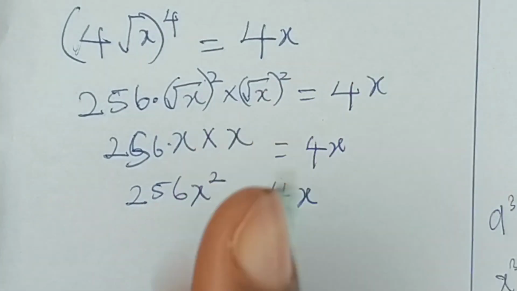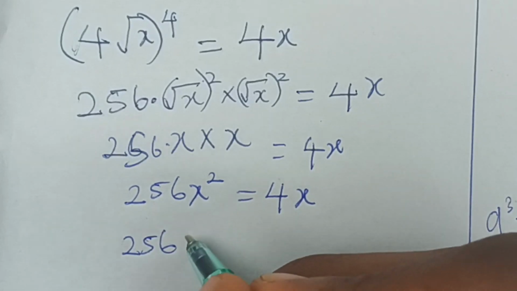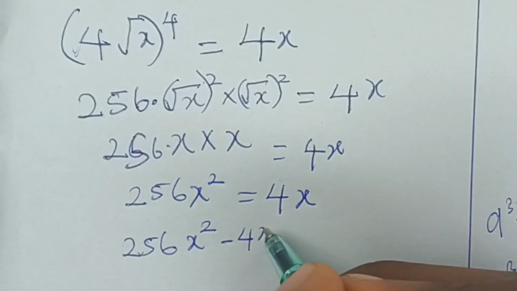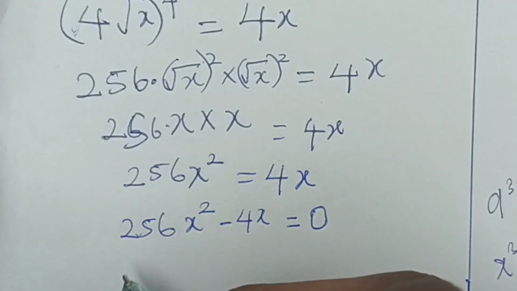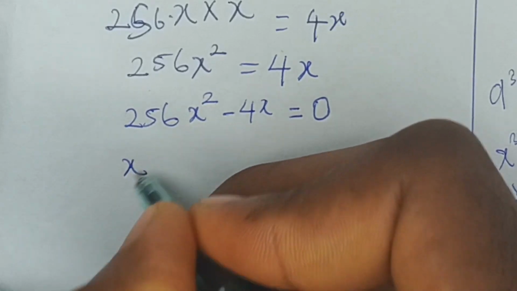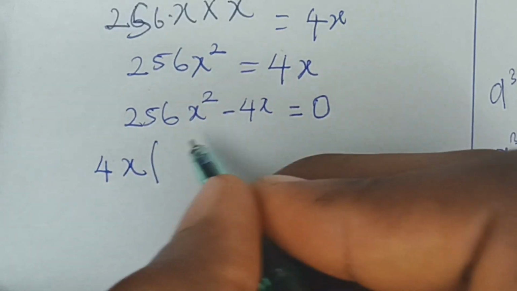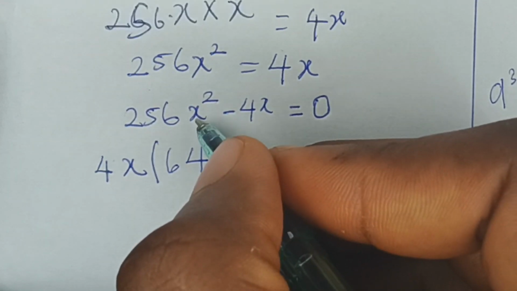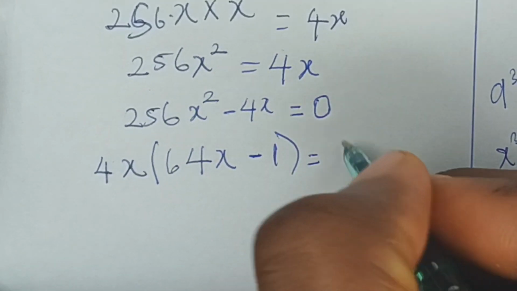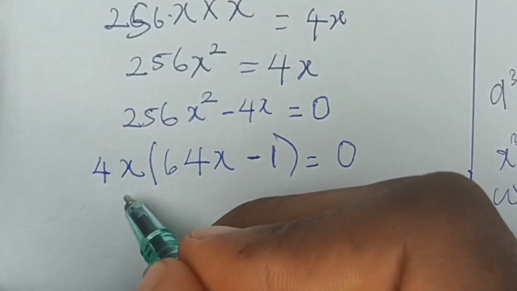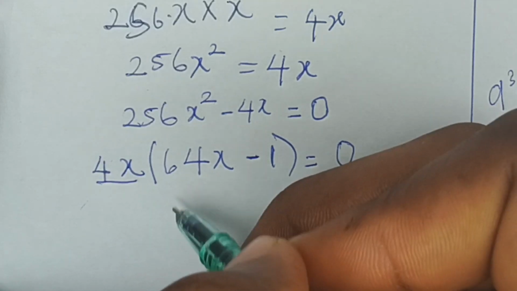Now, at this point, you can see that we can cross this over to this side. So we have 256x squared minus 4x to be equal to 0. Let's factorize, okay? So we're going to have 4x as a common factor. We factor out 4x: 4 into 256 is 64, and 4x into x squared is x. So we have 4x times (64x minus 1) is equal to 0. Hence, from here, when the product of two things is equal to 0, it's either the first one is equal to 0 or the second one is equal to 0.